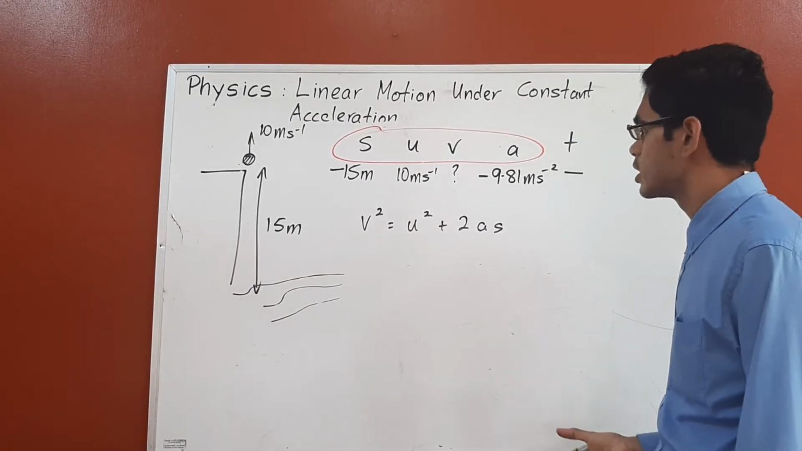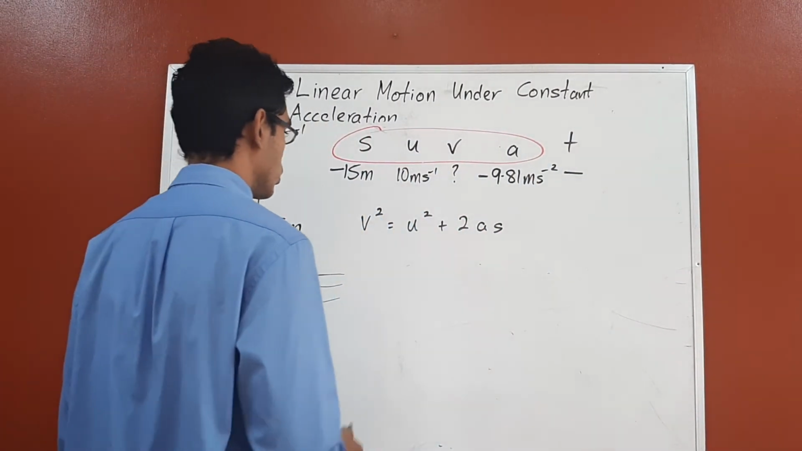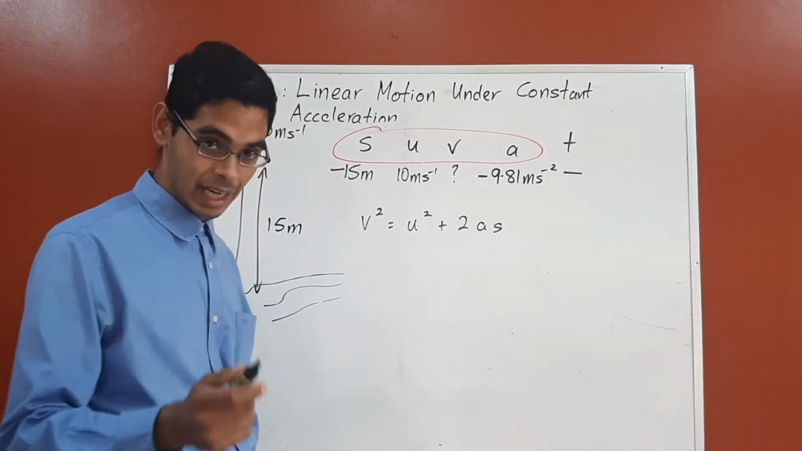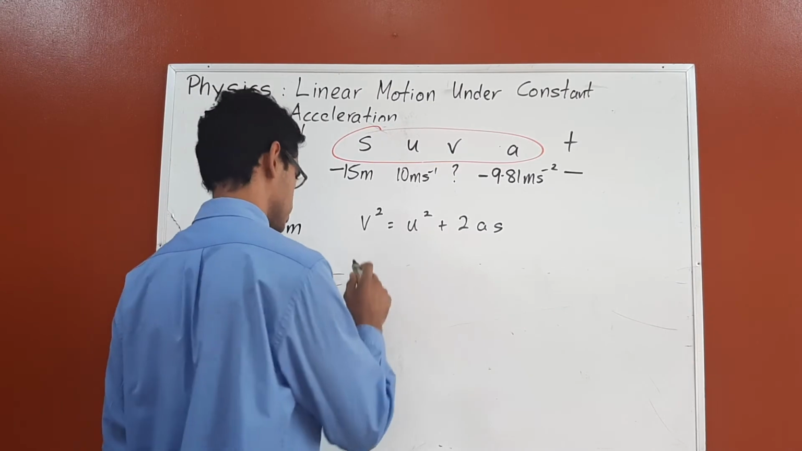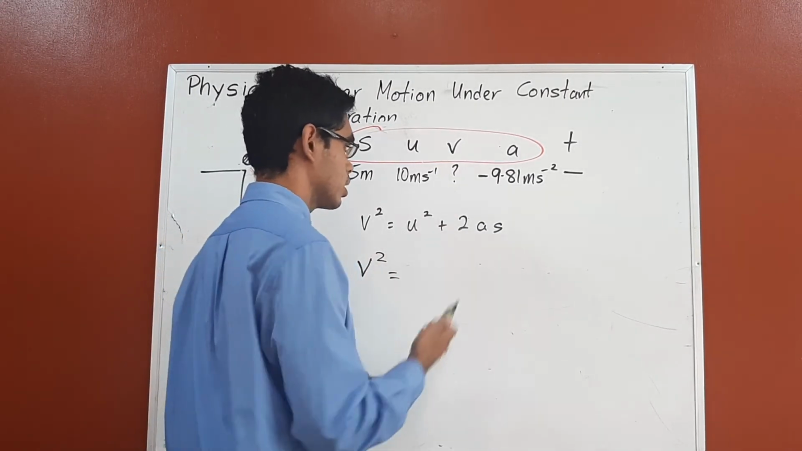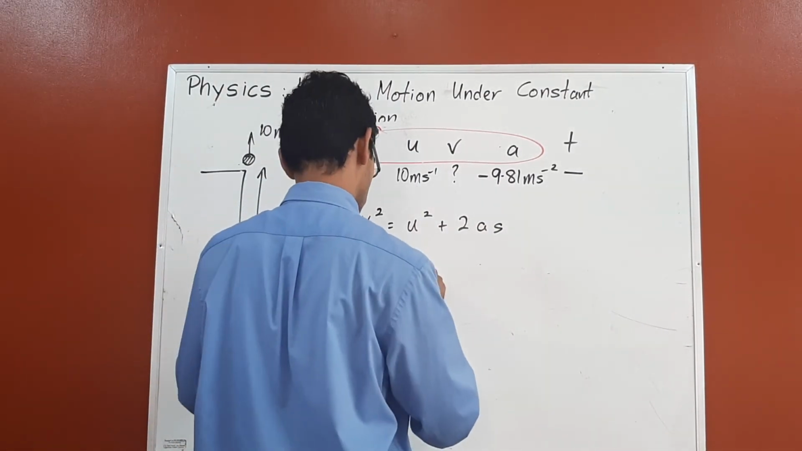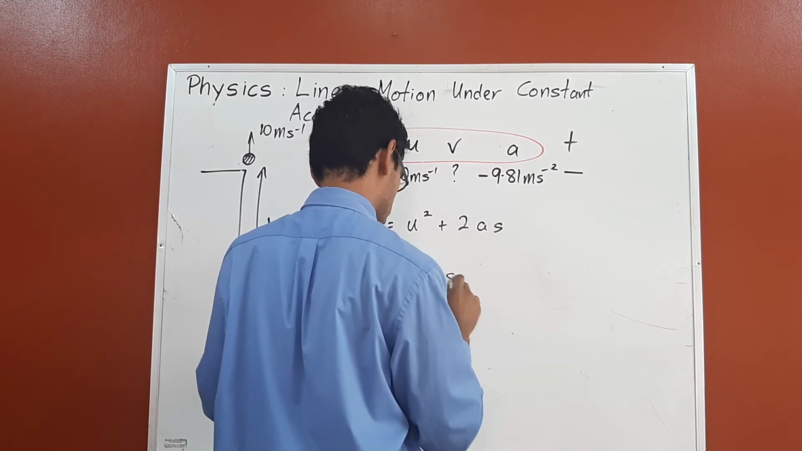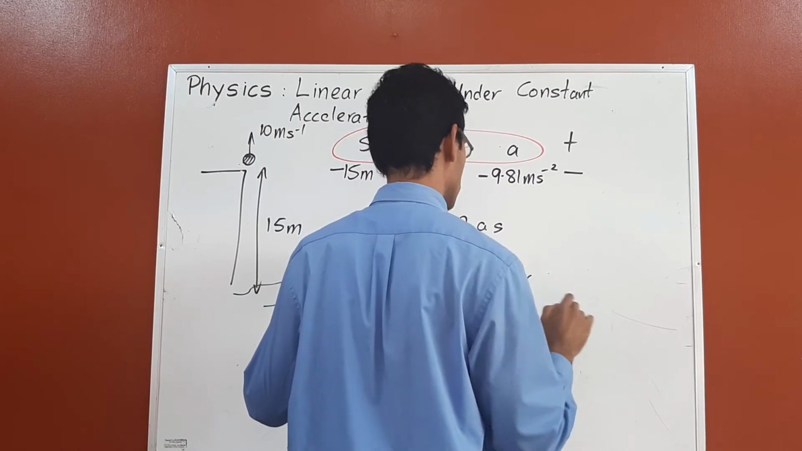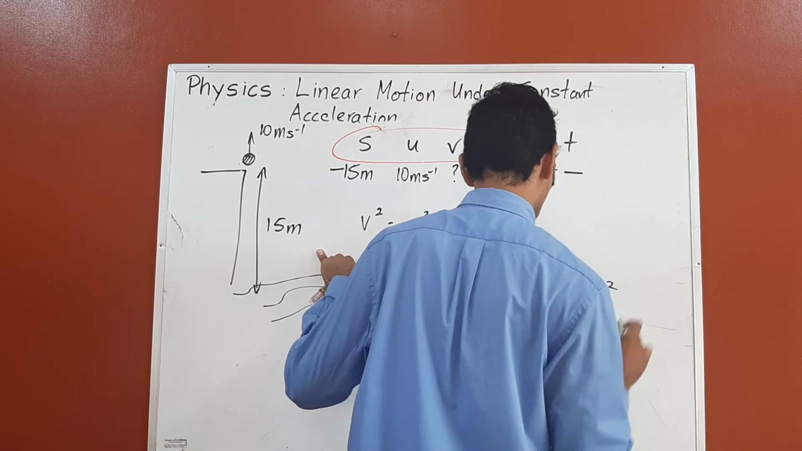Is there any other equation that we could have used? Maybe not. We must find V. But there's a catch here as well. But we'll get to that. For now, we have a plan. Use this equation. U square, in this case, will be 10 meters per second all square plus 2 times minus 9.81 meters per second square.